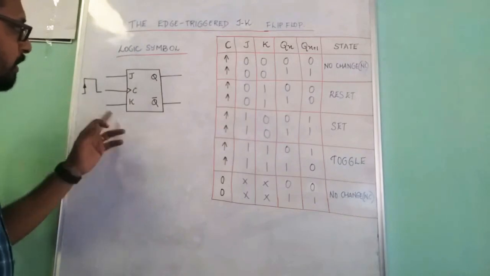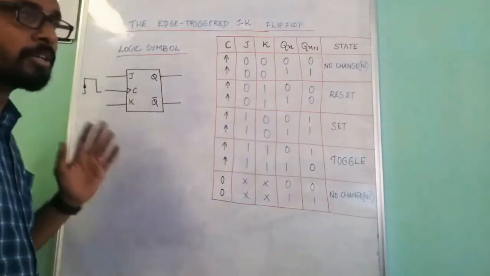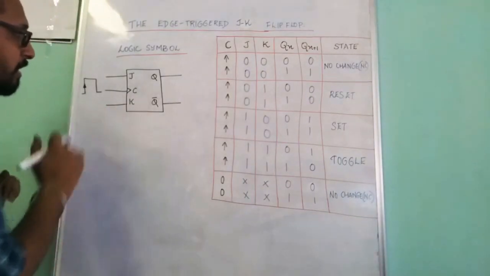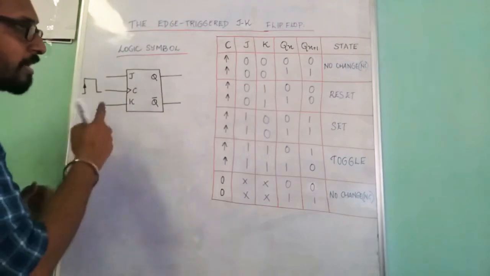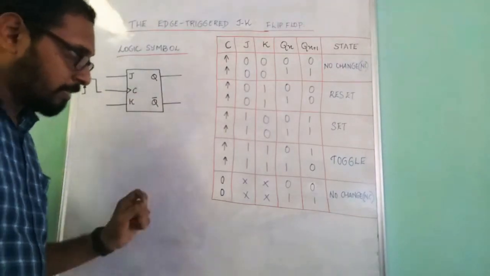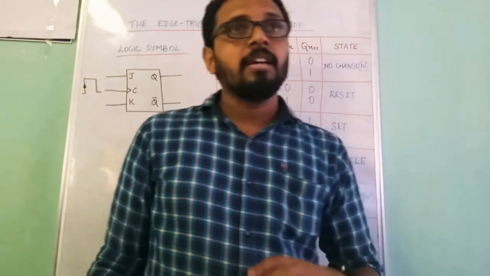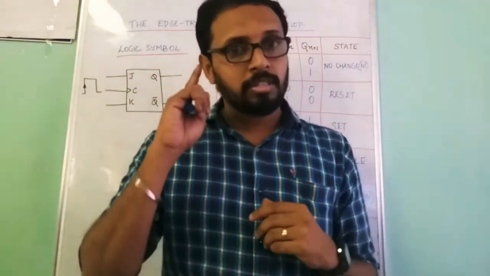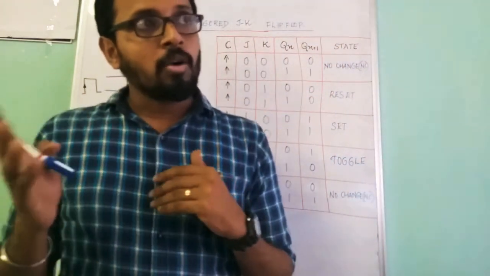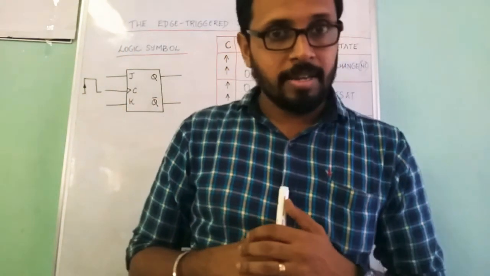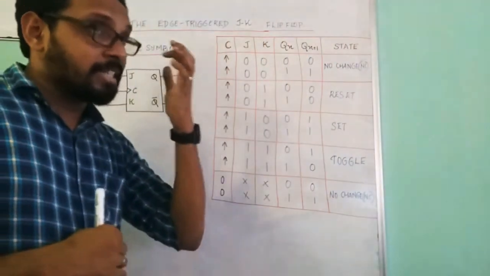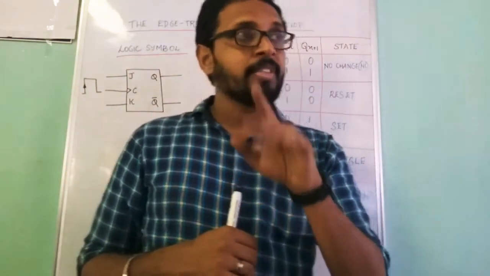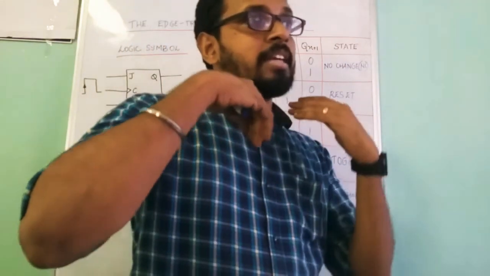The logic symbol of the JK flip flop is almost the same as what we have seen in the SR case, but S and R are replaced by J and K. But the main difference is that in the case of the SR flip flop, when both S and R hold the value 1, the output was indeterminate or invalid. The only difference is that in the case of the JK flip flop, when the value of J and K is equal to 1, it has a toggle condition.